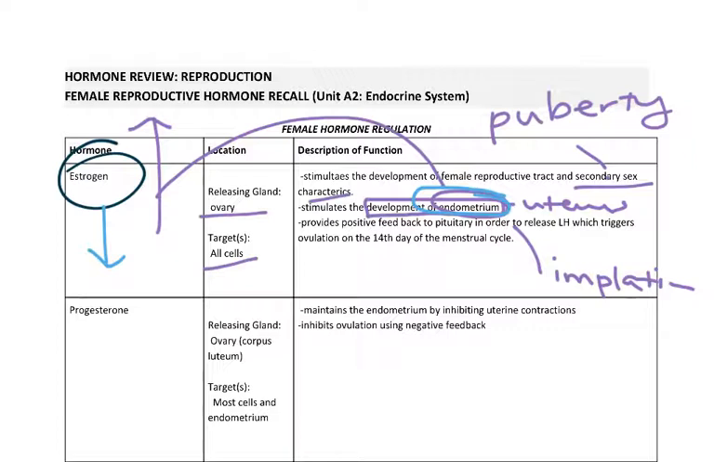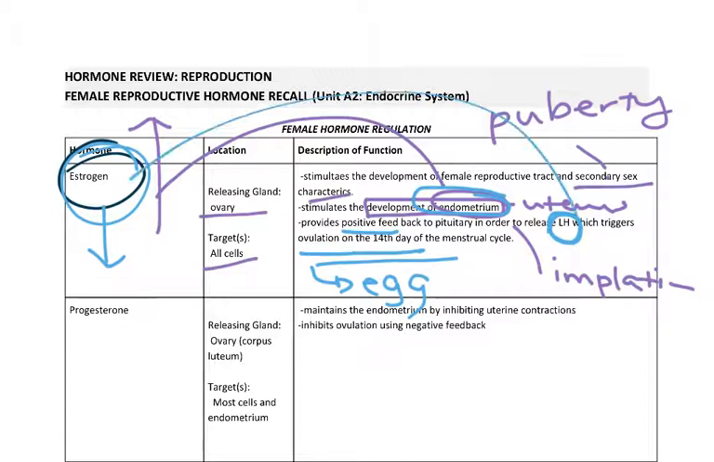The other thing is that it's going to provide positive feedback to the pituitary, which is going to release LH, or luteinizing hormone. LH is responsible for triggering ovulation on the 14th day of the menstrual cycle. Ovulation is where the egg is released. So this is where it's important for us to have estrogen, because with a proper amount of estrogen, LH is then going to be able to be produced, and LH in turn will allow that egg to be released.